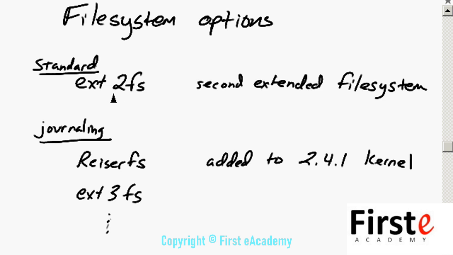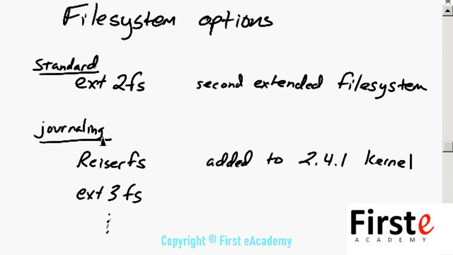So in response to that, people have written journaling file systems, and the Riser file system is probably the most popular of these. It was added to the 2.4.1 kernel of Linux. Basically, a journaling file system keeps track of all the files that were open and all the things that were happening on the disk. If there's a power outage, when it comes back up, it knows which parts of the disk to check. It doesn't have to check the entire disk, and it knows which parts to check and verify for integrity in those certain areas.